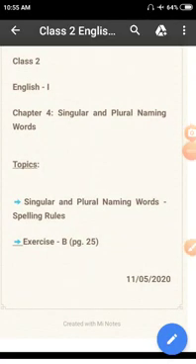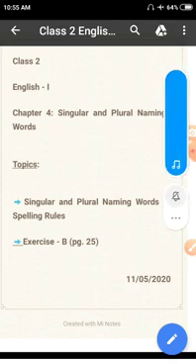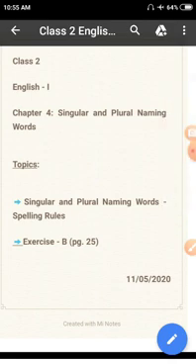Class 2, English 1, Chapter 4, Singular and Plural Naming Words. Topics for today: Singular and Plural Naming Words, Spelling Rules continued. Exercise B given on page number 25 of your English 1 book.